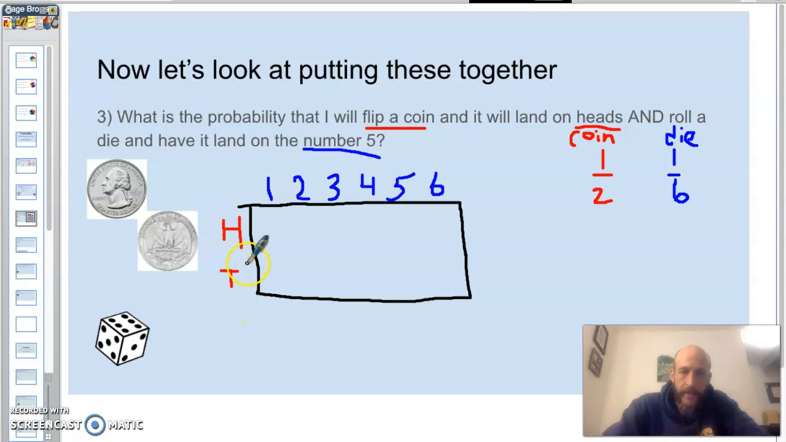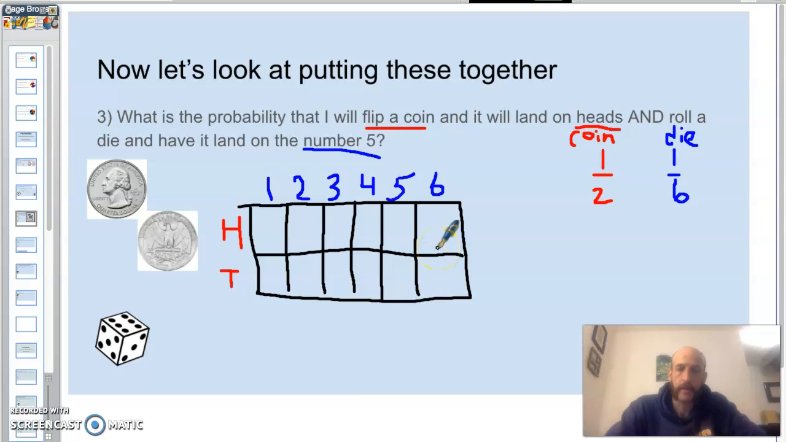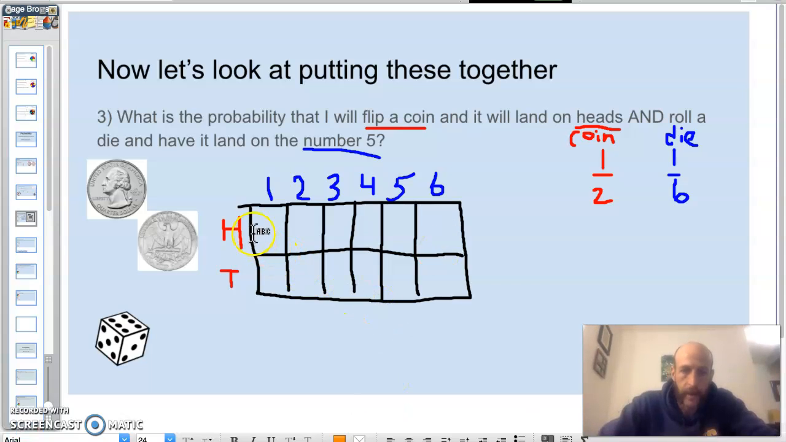So heads and tails, split that up so that I have a row with heads and a row with tails. And then I'm going to split all my numbers up too. Column with 1s, 2s, 3s, 5s, and 6s. This is a really good tool to see all the different possible things that could happen when you first flip a coin and then roll a die. So let's go ahead and put in each of these boxes what could happen.